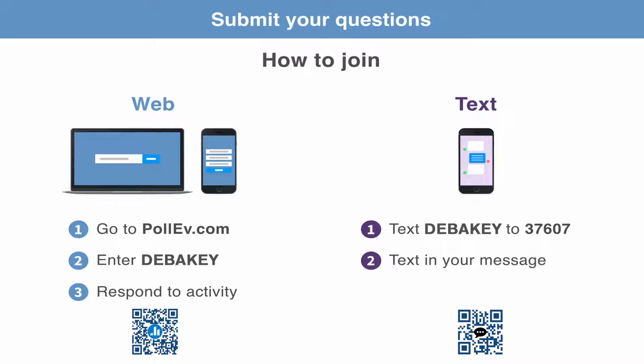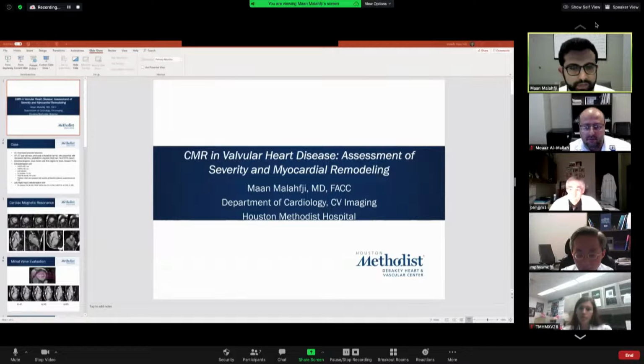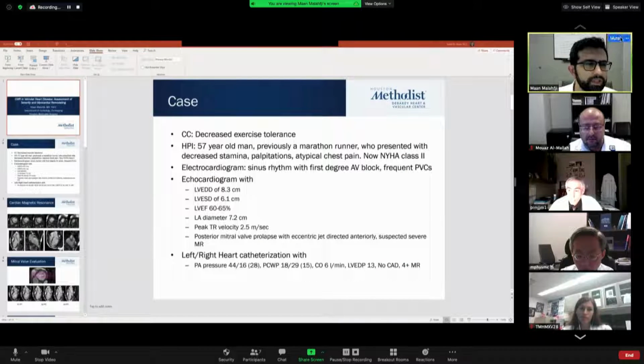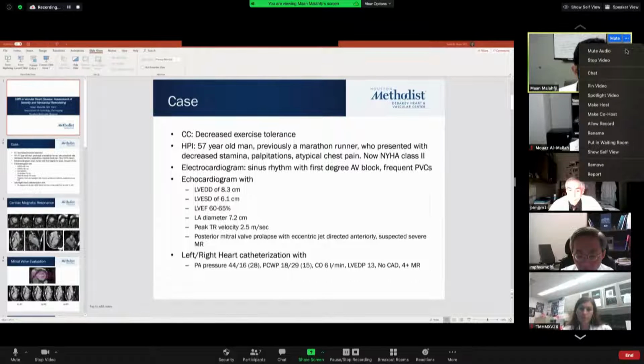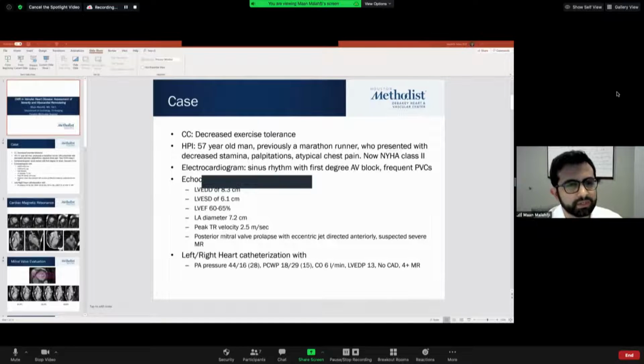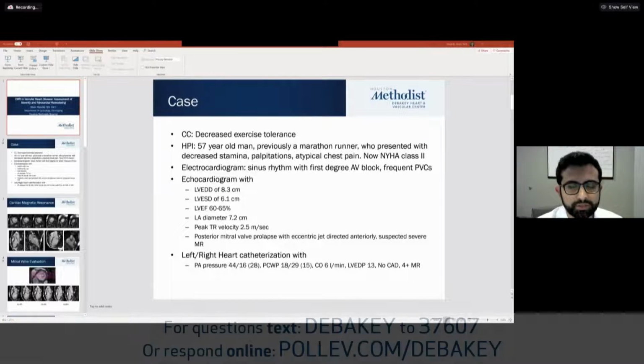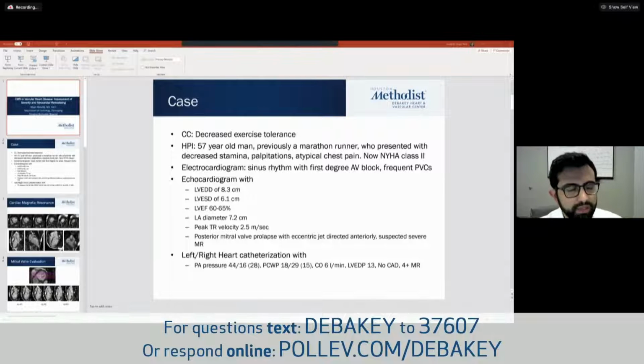I'll be presenting on CMR in valvular heart disease and how we assess valvular regurgitation severity as well as associated myocardial remodeling. The case that I'm presenting is a gentleman who presented with decreased exercise tolerance. He lives in Louisiana. He's 57. He previously ran marathons and started having a change in his stamina as well as palpitations and atypical chest pain. At the time of his initial evaluation, he was at New York Heart Class 2.